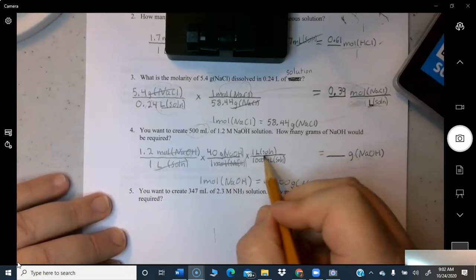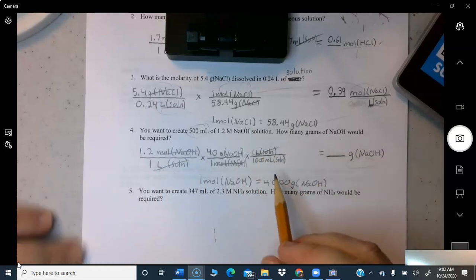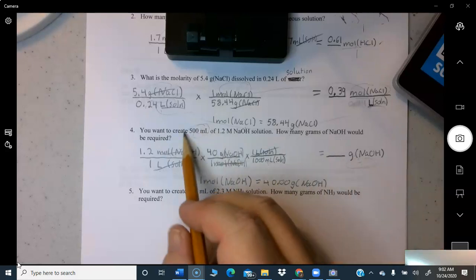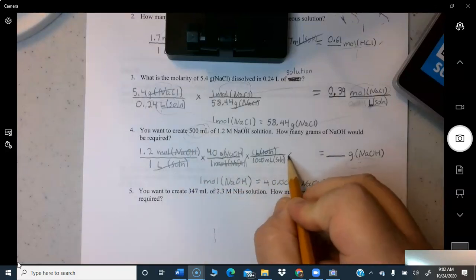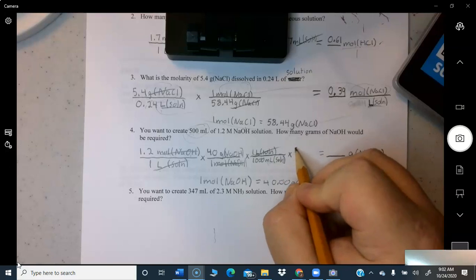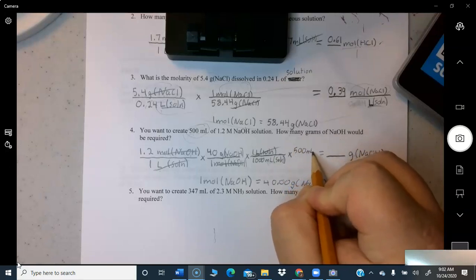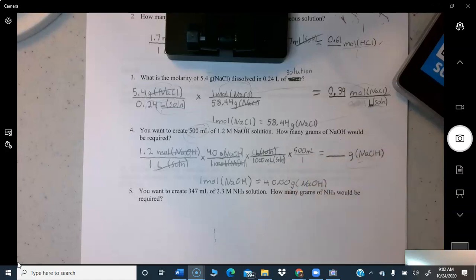Okay, liters of solution cancels with liters of solution. Now we have milliliters of solution on the bottom. We need to get rid of it, so very simply, we put this up on the top. You can put a 1 underneath it, but you don't need to. But if it makes you feel better to have it as a fraction, you can put a 1 down there.